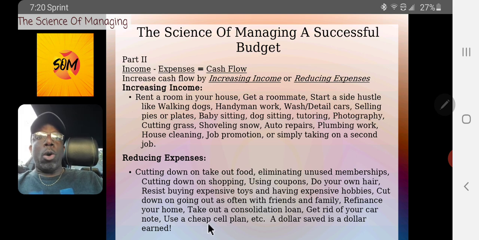Sell it. If you owe $5,000 on the car note, or if you owe $10,000 on the car note, list it, sell it for $10,000. Your car note is even. You don't owe nobody now. Use that $10,000 that you received to pay it off. And then just get you a regular A to B car.